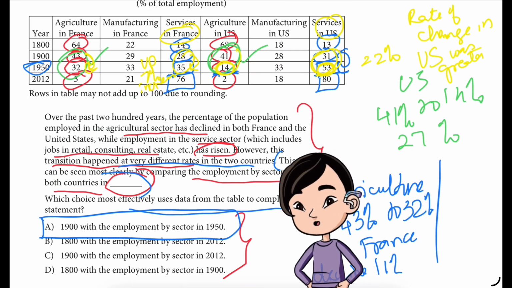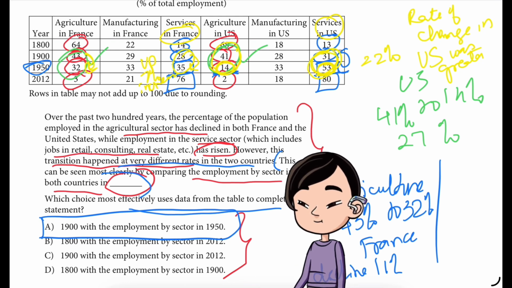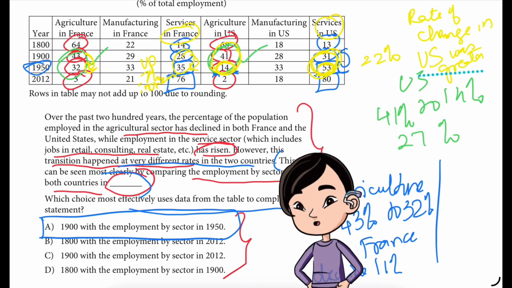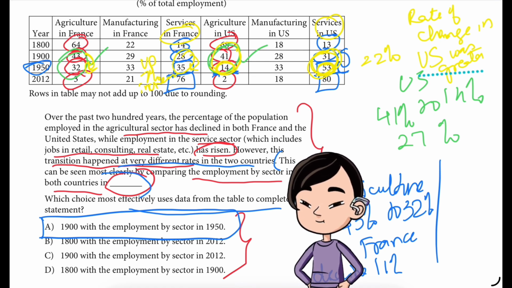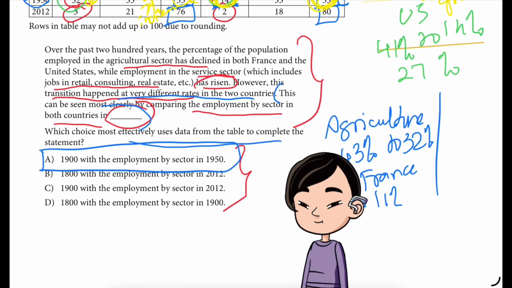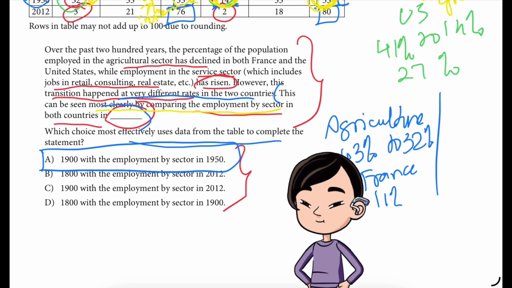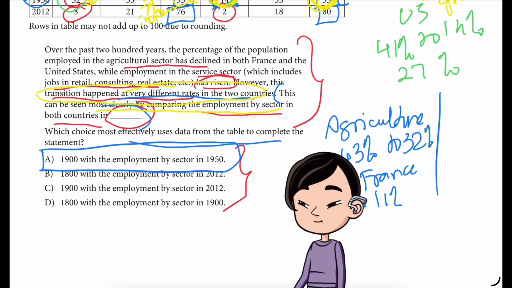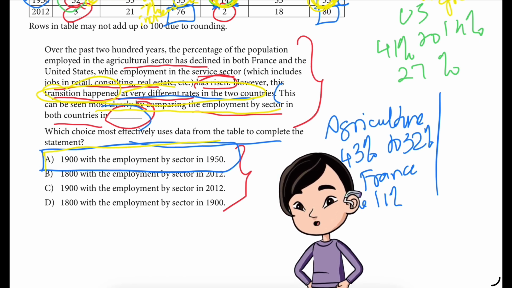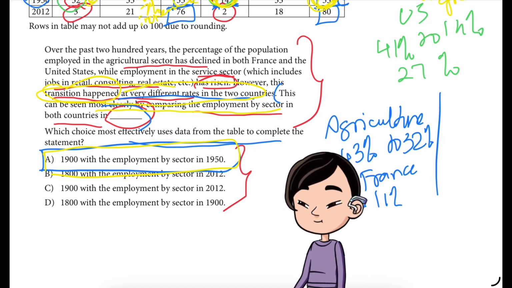Choice B is incorrect because comparing the data for 1800 and 2012 would suggest a similar rate of change in the two countries, not very different rates. Employment in agriculture went from 64% in 1800 to 3% in 2012 in France, which is close to the change from 68% in 1800 to 2% in 2012 in the US, while employment in services went from 14% in 1800 to 76% in 2012 in France, which is close to the change from 13% in 1800 to 80% in 2012 in the US.